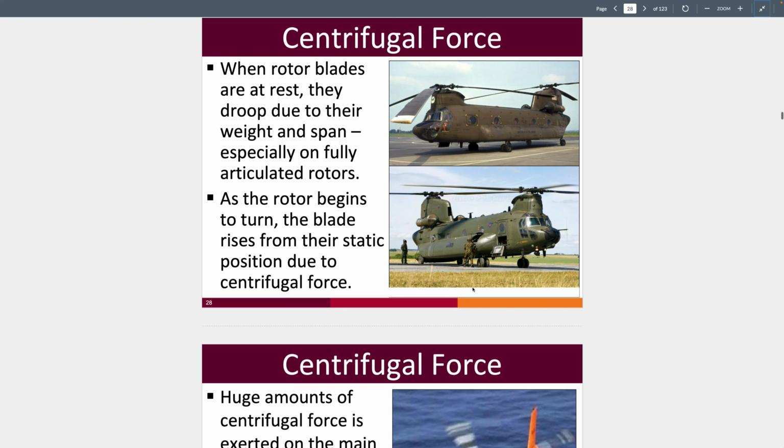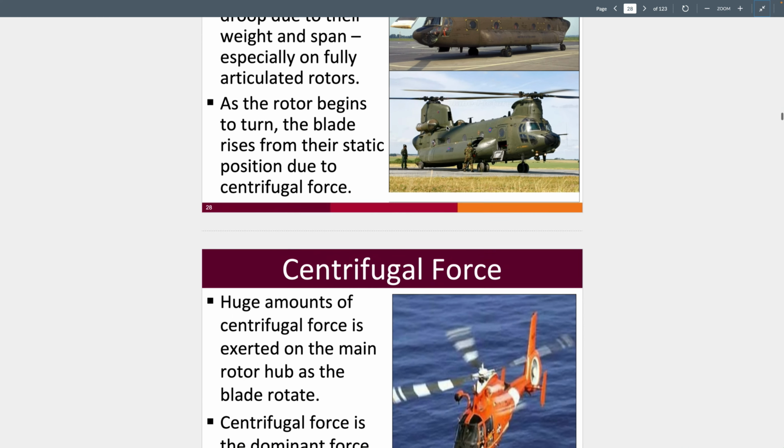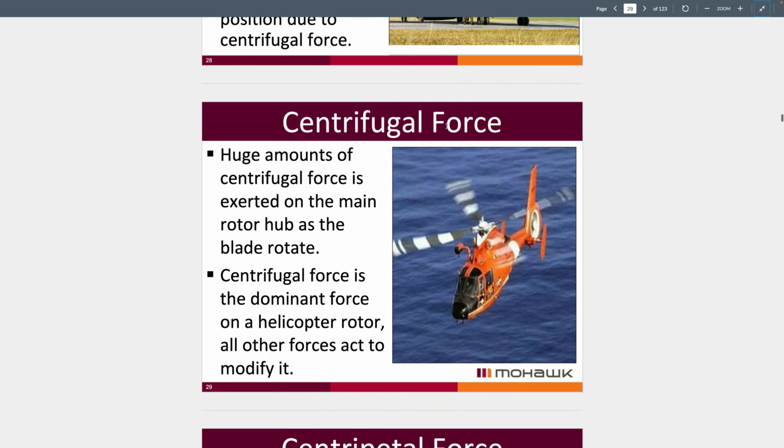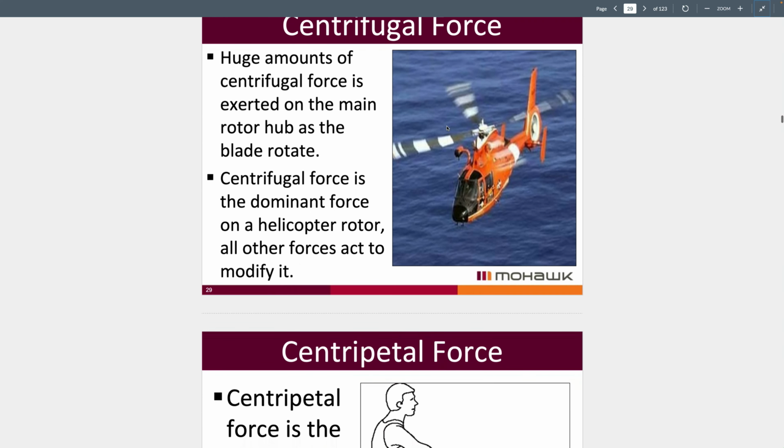When rotor blades are at rest, they droop. This is what we call drooping, when the tip just sags below the plane of rotation relative to the hub, or in this case maybe the flapping hinge. As the rotor begins to turn, the blades rise from their static position due to centrifugal force. A huge amount of centrifugal force is exerted on the main rotor hub as the blades rotate.